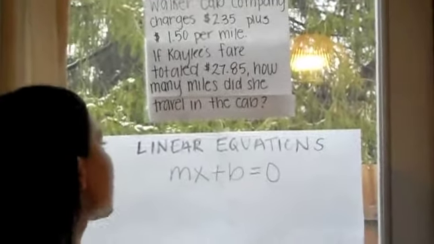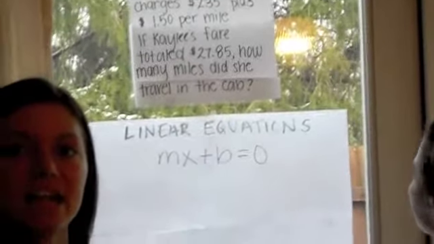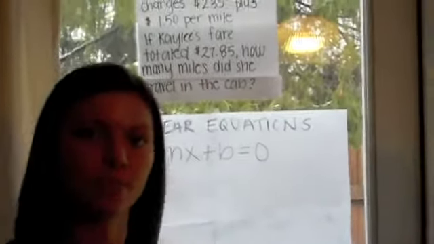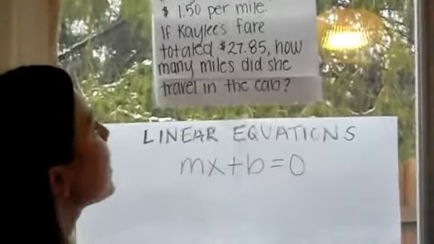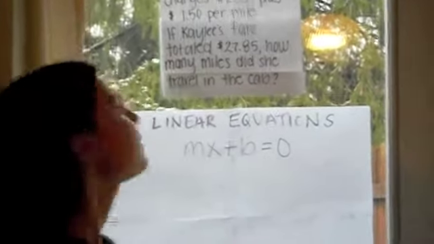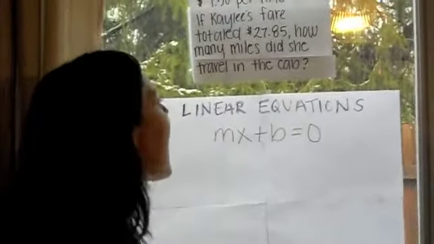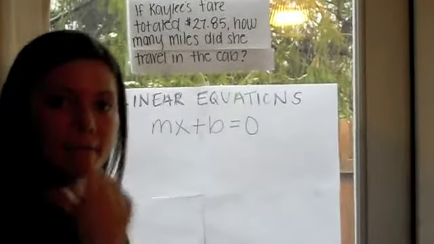Now, since we know how to solve a simple linear equation, 3x minus 9 equals 0, we solved it and got x equals 3. Now we're going to take a linear equation and use it for an application problem. Today's application problem is: Walker's Cab Company charges $2.35 plus $1.50 per mile. If Kaylee's fare totaled $27.85, how many miles did she travel in the cab?